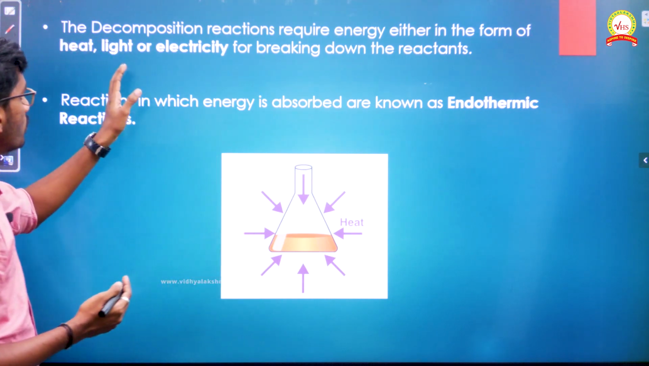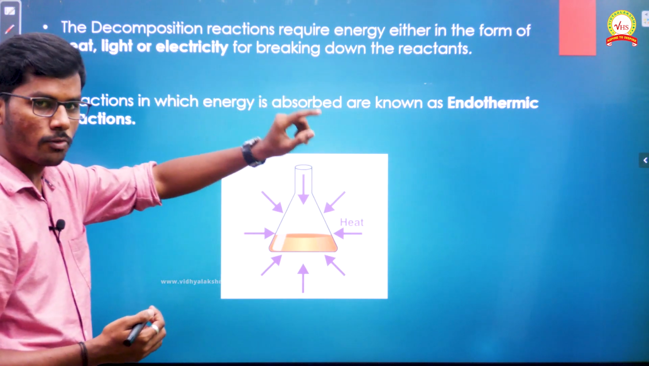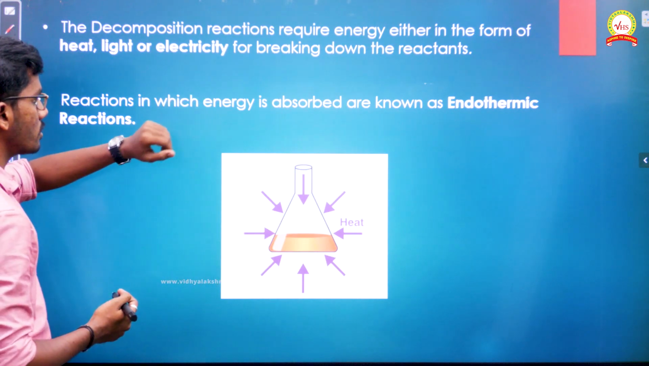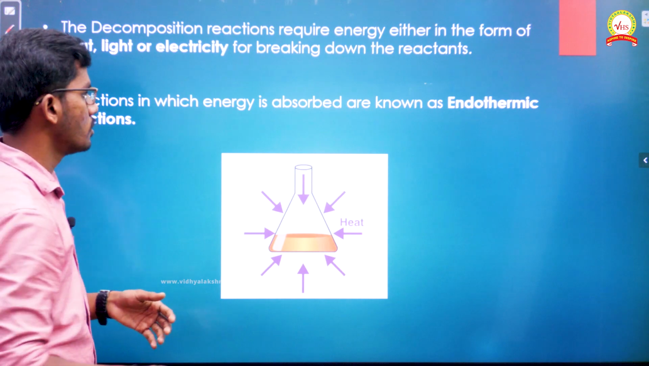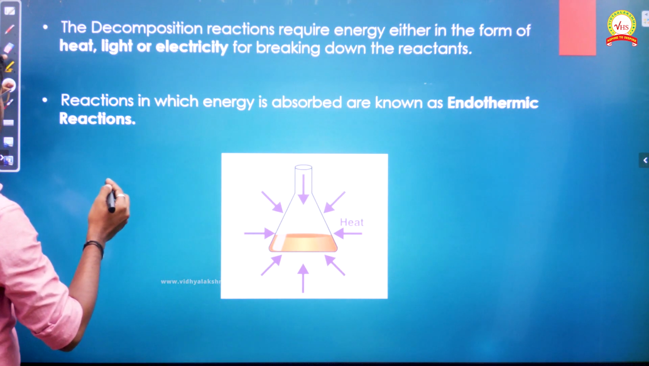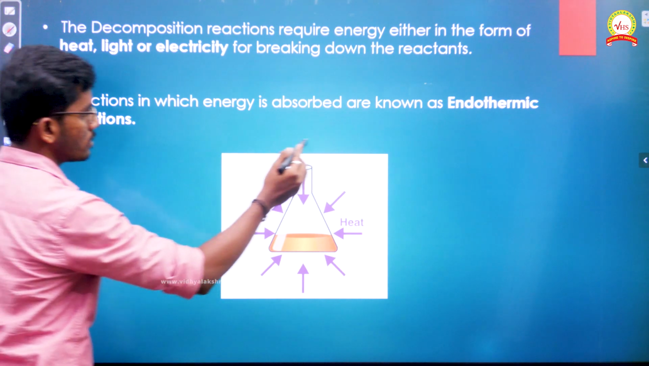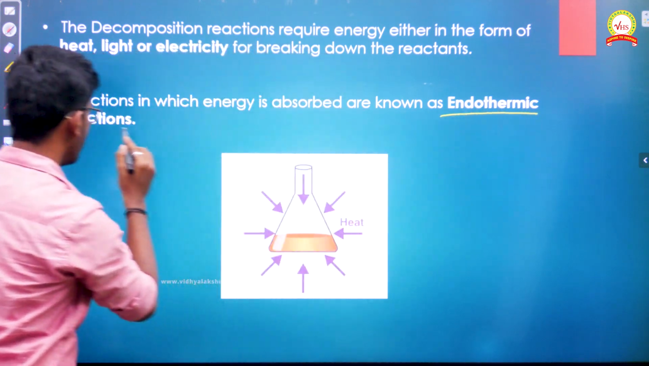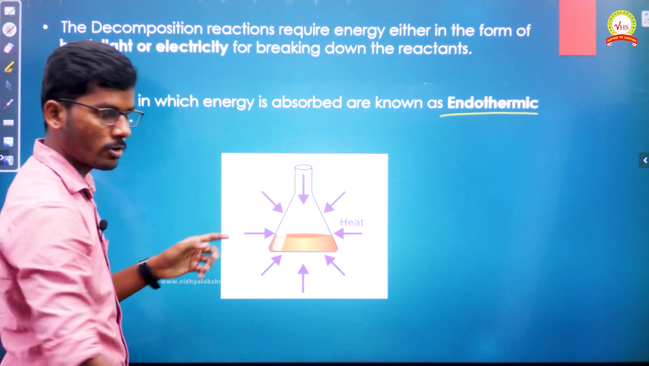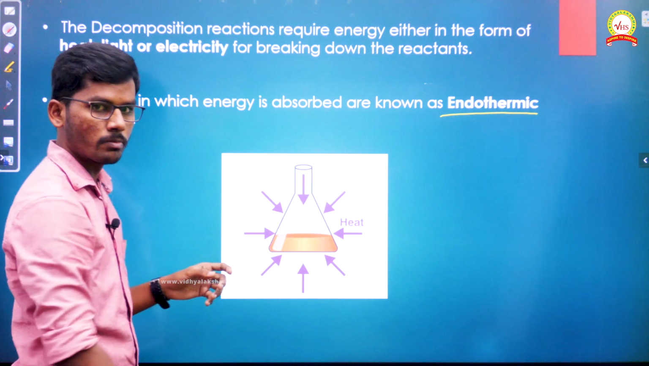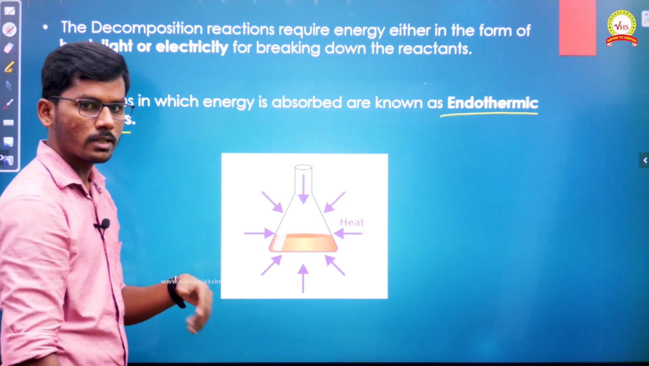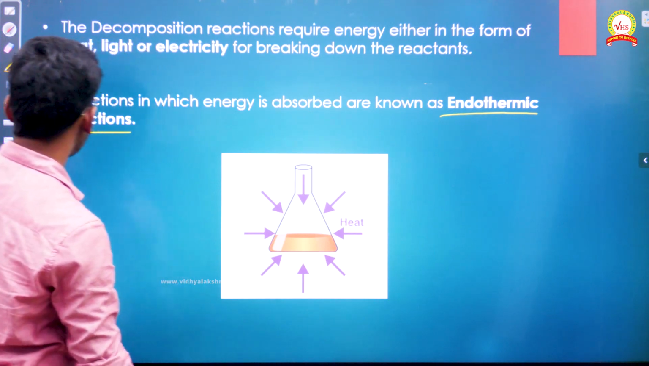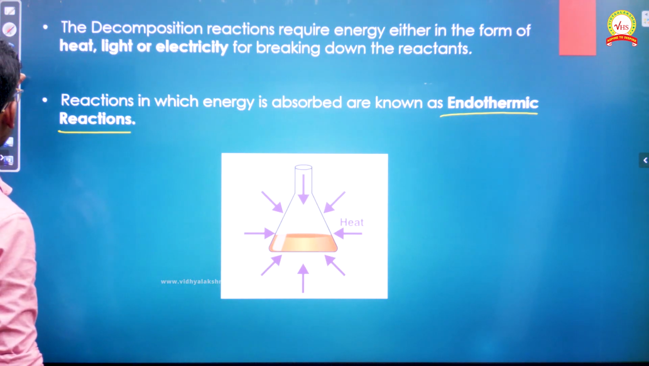So the decomposition reactions require energy, either in the form of heat, light or electricity, for what purpose? It is for breaking down the reactant. So the reaction in which such kind of things happen, we call it endothermic reactions. In combination, you would have seen the arrow marks will be away from the beaker. In the endothermic, you just see energy is being absorbed, only then the reaction can proceed. So that's it with decomposition reaction.